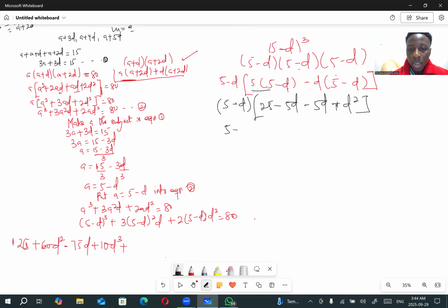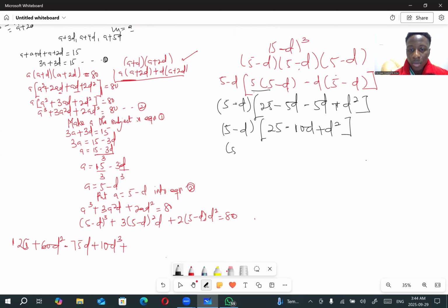Now simplify what's in a bracket first before you do anything. You have 25 minus 5d minus 5d is what? Minus 10d plus d squared.